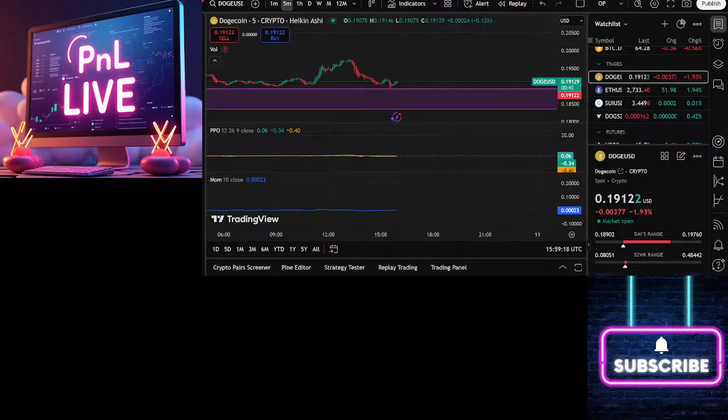Man, my entry would have been so much better if I would have just listened to my gut though, and just waited a little while just to see what those green candles were gonna do, because they did not have a whole bunch of action. I definitely could have just sat through that. It's not like they just shot through the roof.